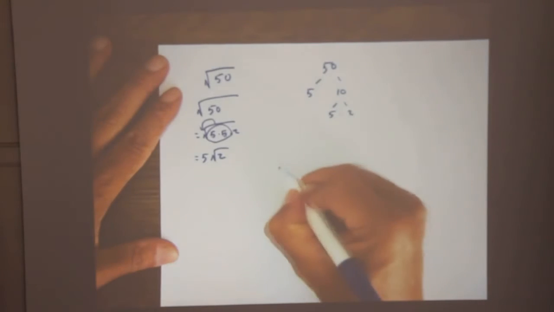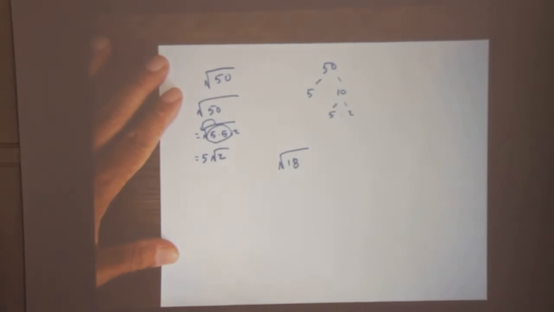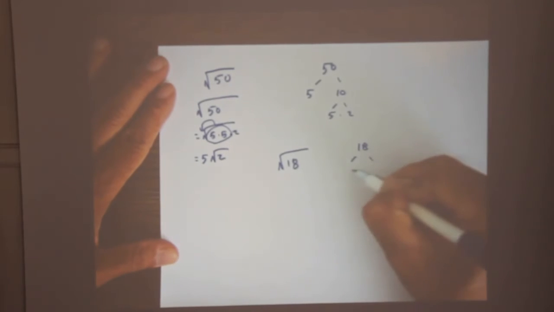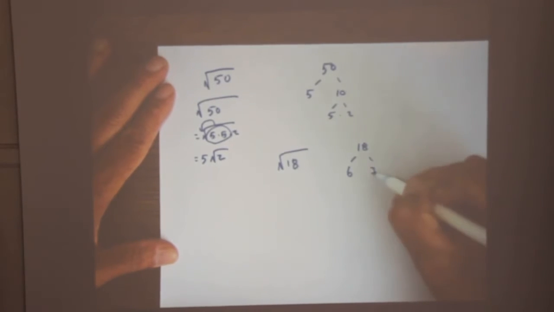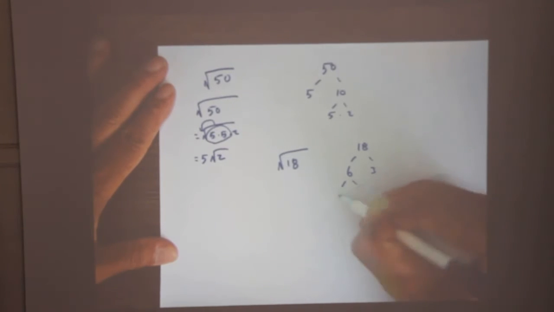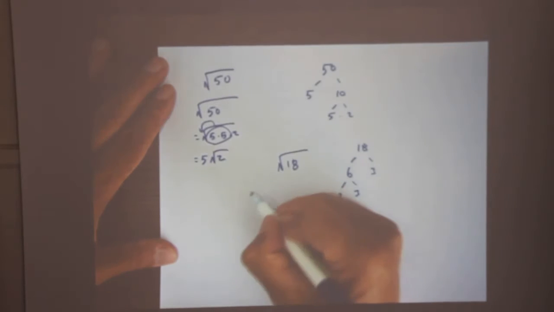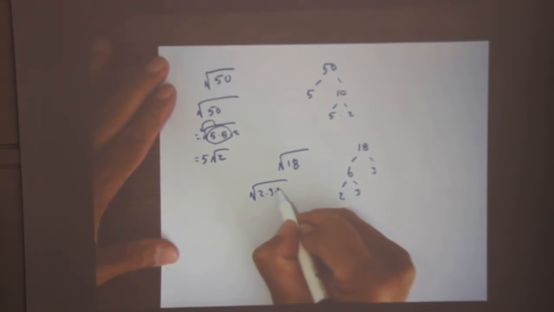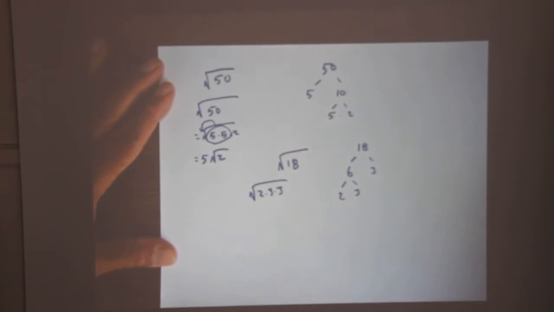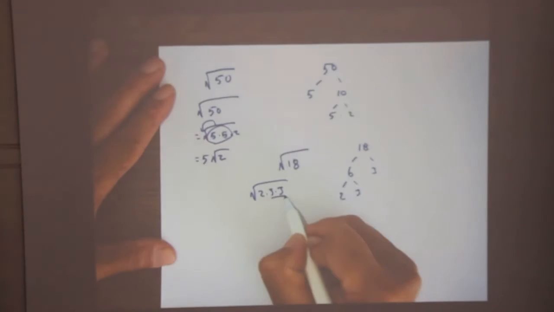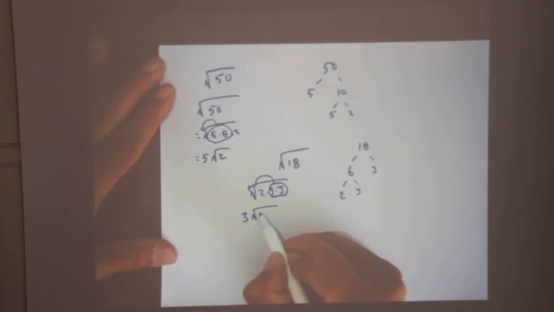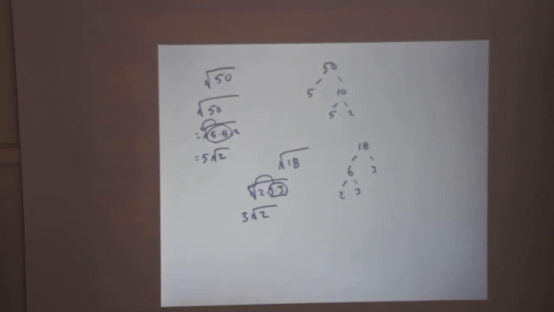If we have the square root of 18, 18 can break up into 6 times 3. 3 is a prime number, so it can't break up anymore, but the 6 can be 2 times 3. So when we say the square root of 18, it's like saying 2 times 3 times 3. And so there's a pair of 3's here that comes out in front of the radical, so the 3 kicks out in front, and square root of 2 is left over.